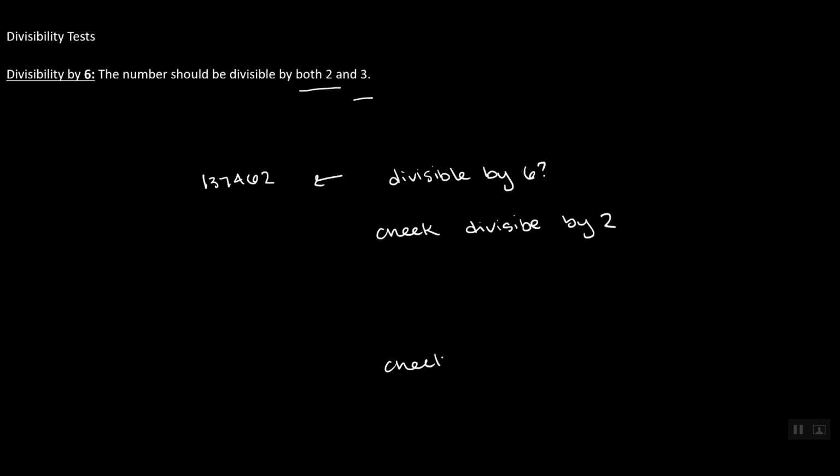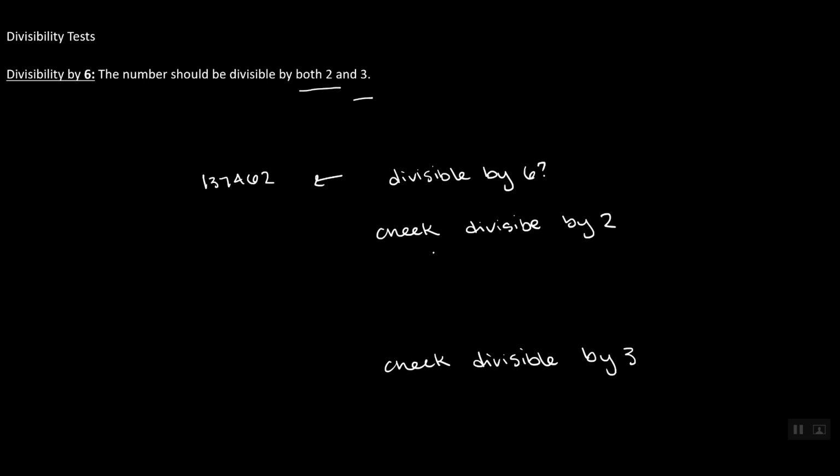Divisibility test for 6. If a number is divisible by both 2 and 3, then it's also divisible by 6. So if you want to check, is the number I'm looking at divisible by 6, you're going to need to apply 2 rules. You're going to need to check if that number is divisible by 2 and if that number is divisible by 3. So if we use something like 137,462, and we want to ask, is this divisible by 6? We're going to check if it's divisible by 2, and we're going to check if it's divisible by 3.